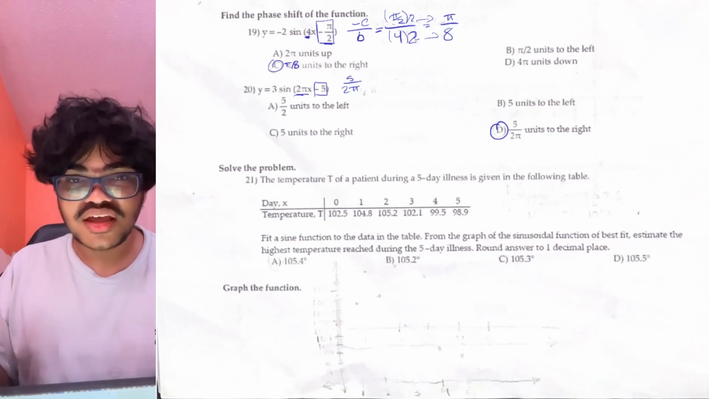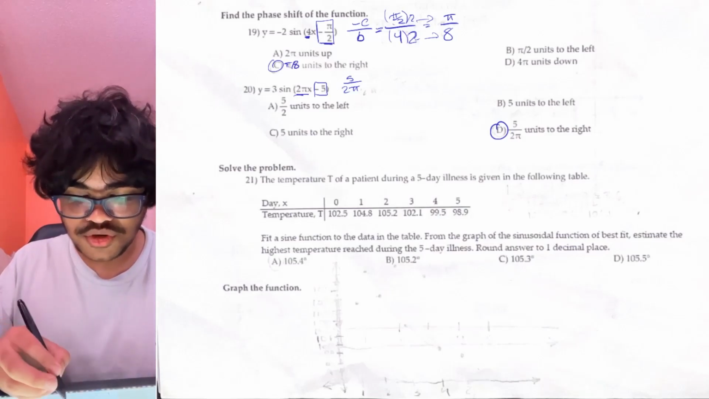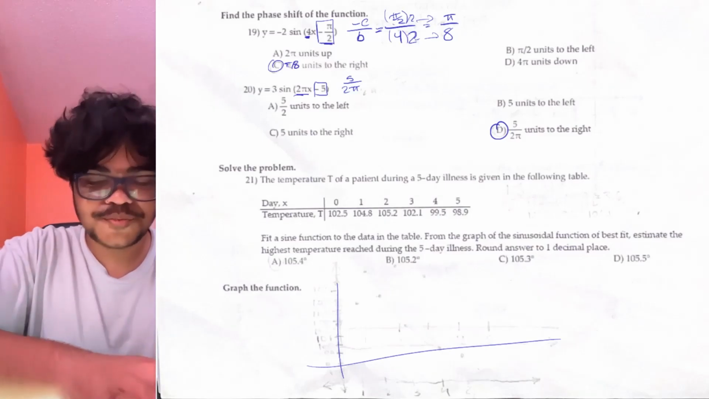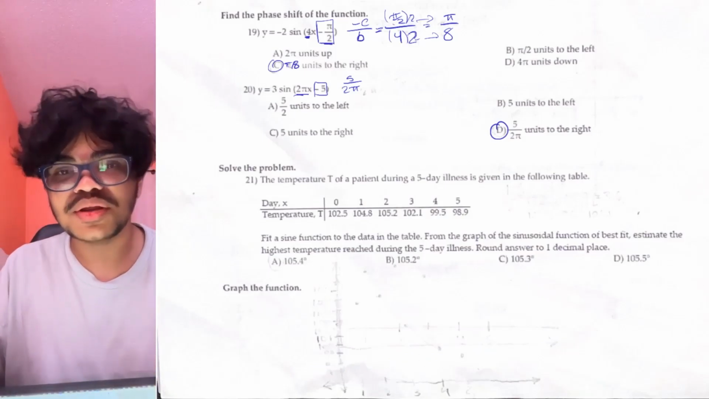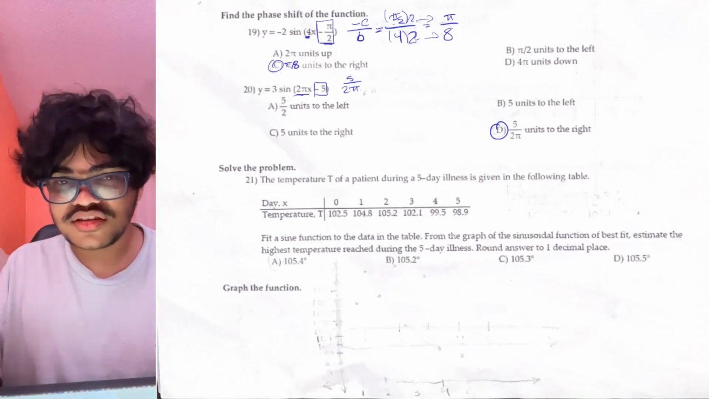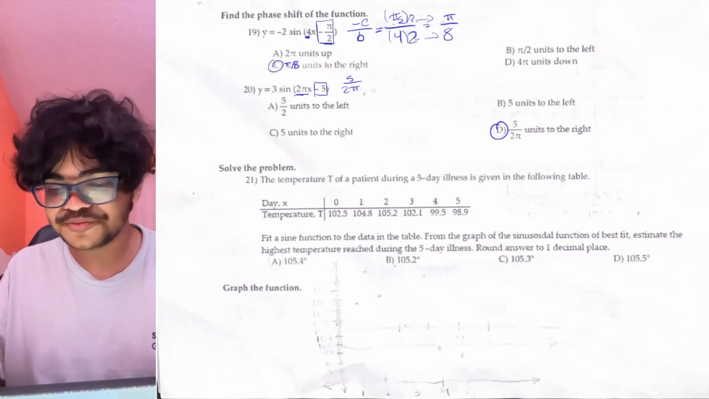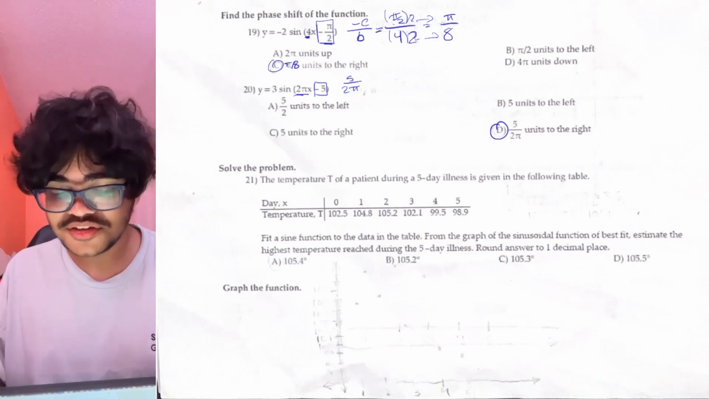Graphing the function, I don't know. I guess you can draw out the numbers and then make up a sort of fake sine curve. I can't find a way to do it properly. I guess it's an estimation one. It just wants you to graph them all out and then make a sine curve, but I'm sorry, I can't figure out how to do this.